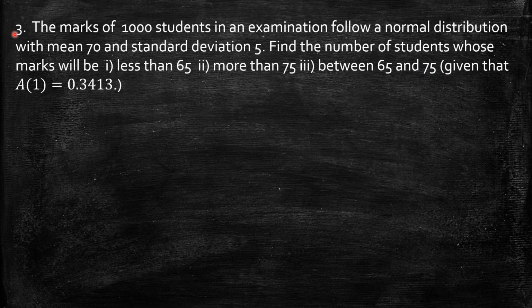Next, problem number 3. The marks of 1000 students in an examination follow a normal distribution with mean 70 and standard deviation 5. Find the number of students whose marks will be 1, less than 65, 2, more than 75, 3, between 65 and 75. Given that A of 1 equals 0.3413. In this problem, the required data is already given.